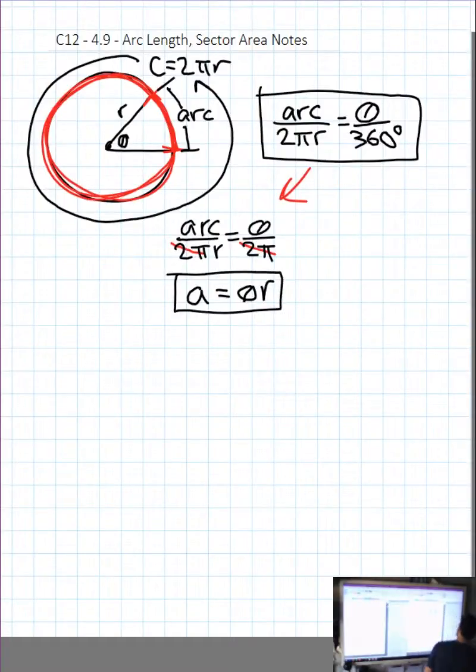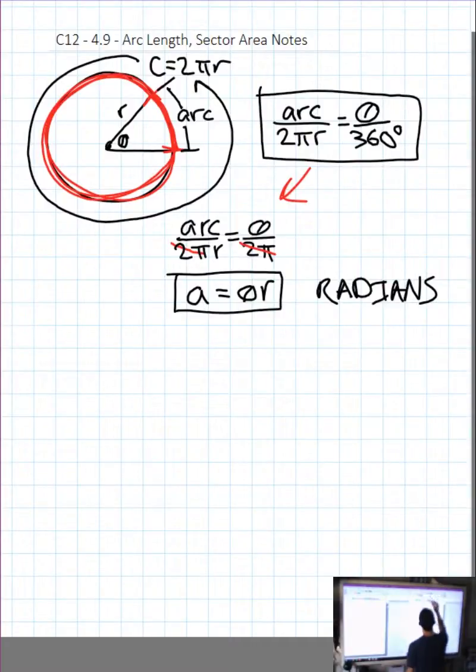Theta must be in radians. If you're in degrees, convert to radians so you can use this formula, so you don't have to use this ridiculous formula from grade 8 to 11. We should start liking radians and getting to know we can use formulas like this.